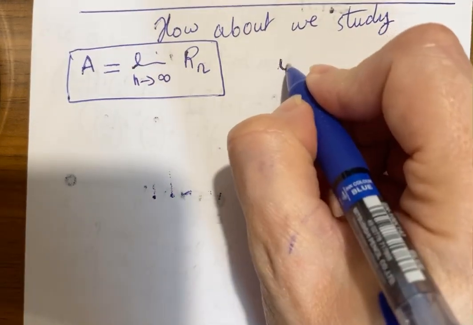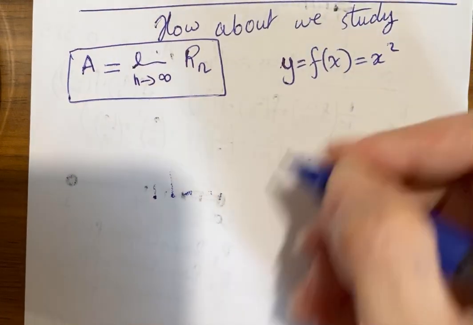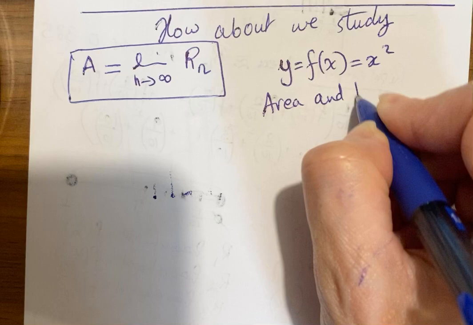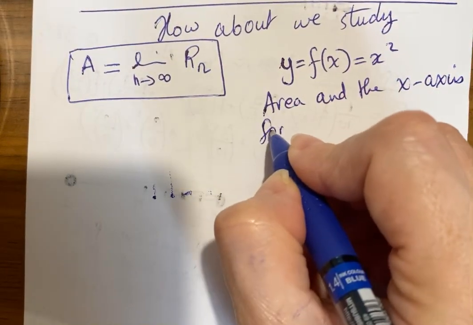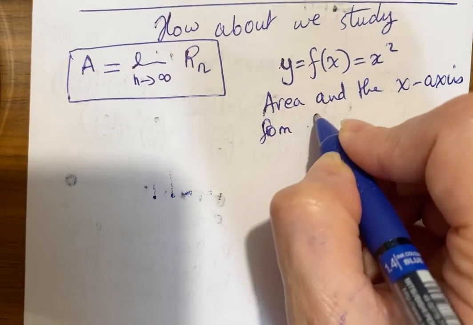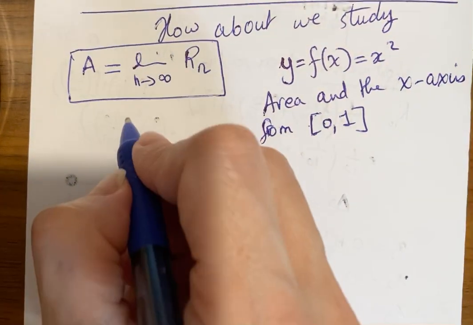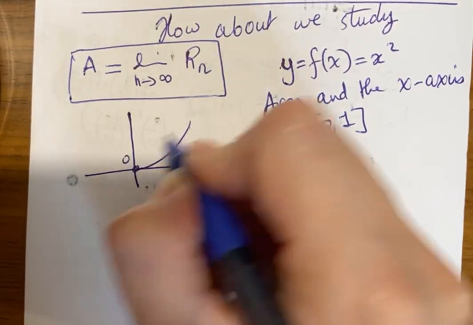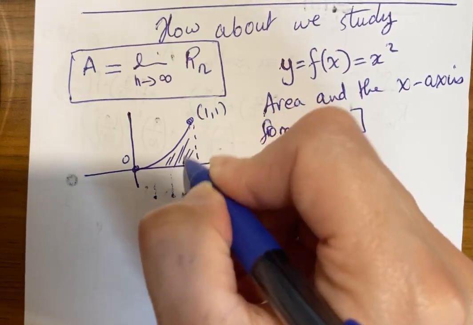Look at this. You have the function y equals f of x equals x squared. You want to find the area between this function and the x-axis from x equals 0 to x equals 1. So over the interval from 0 to 1. So again, we're back to which graph? We're back to the graph from 0 to 1. We want the area under this graph.